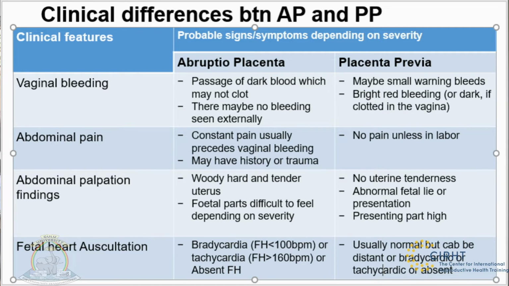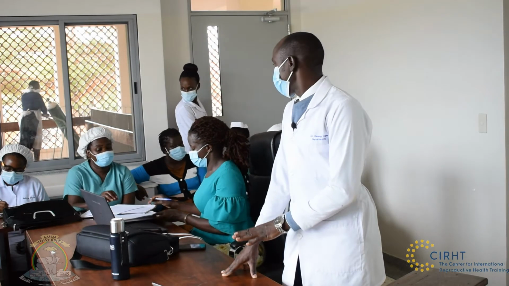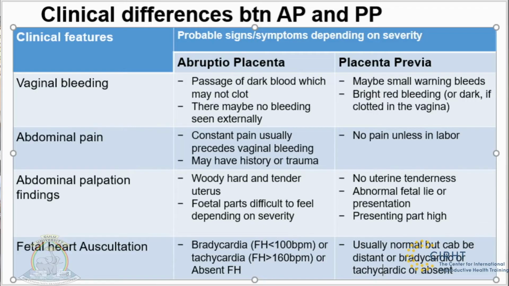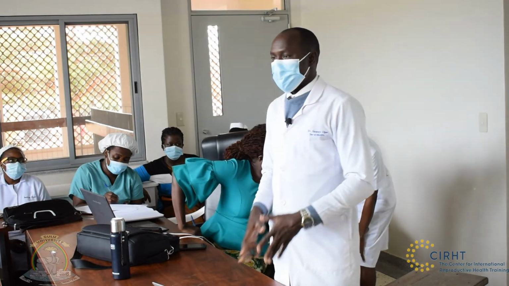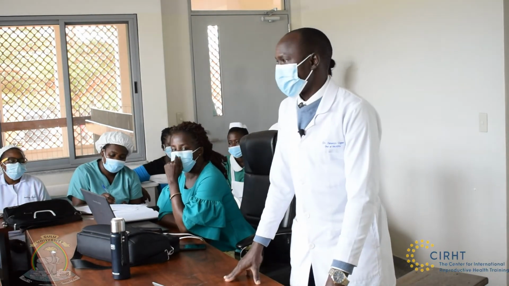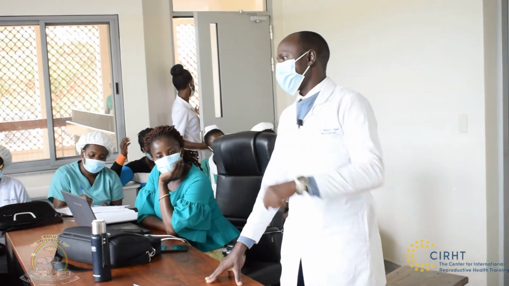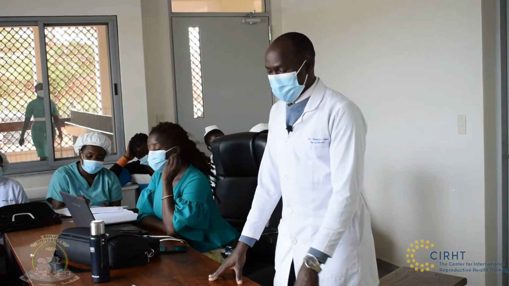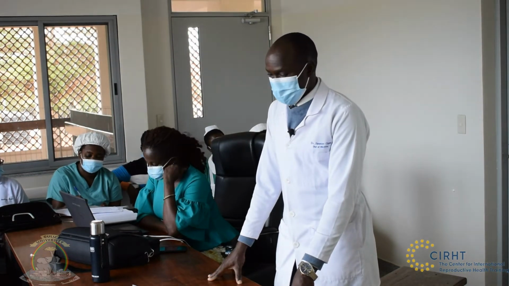The other thing is to ask about abdominal pain, and the nature matters. With abruptio placentae, there is always constant pain. Meanwhile, placenta previa is typically different. Normally, there is no pain. So the bleeding is painless in most cases. It is important to examine, and that's why I brought these two aspects: abdominal palpation findings, and then auscultation. Especially abdominal findings, you have a woody hard and tender uterus, and that's what our patient in the case scenario presented with. Meanwhile, in most cases of placenta previa, there is no tenderness of the uterus.